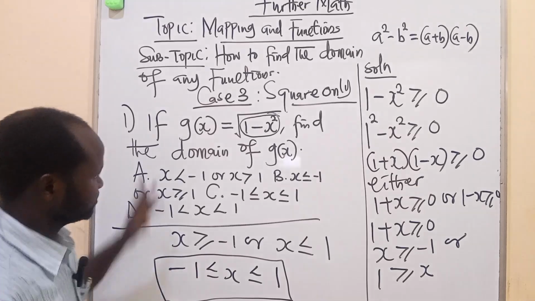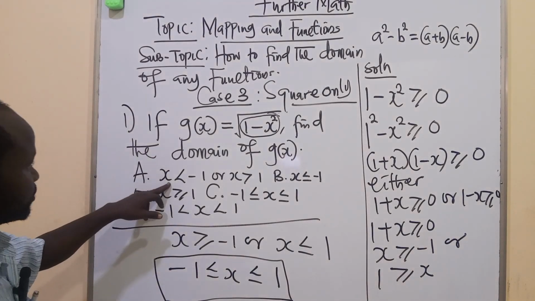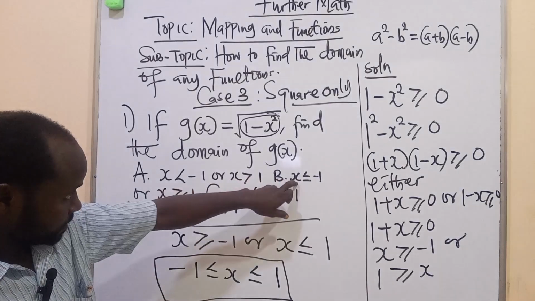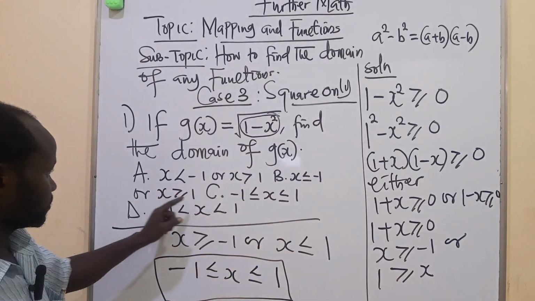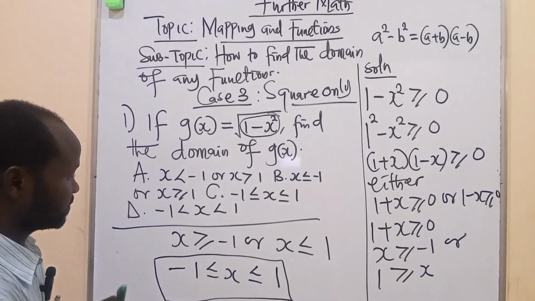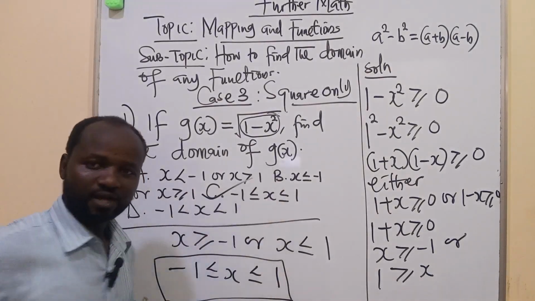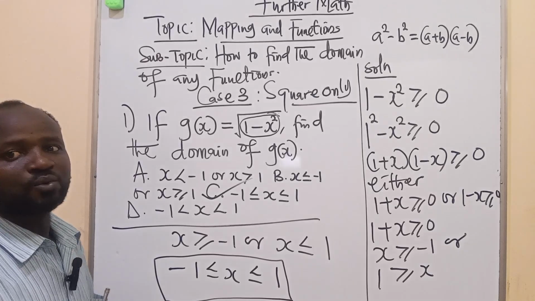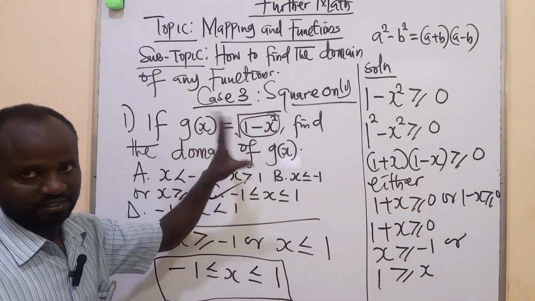Very important. So let's look at the correct option here. Option A, no. Option B, no. Option C, minus 1 is less than or equal to x. Yes, option C is the correct answer here. So this is how to find the domain of your function when we have a radical like this.